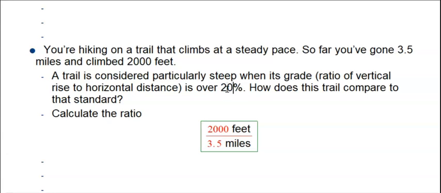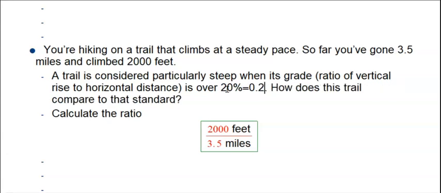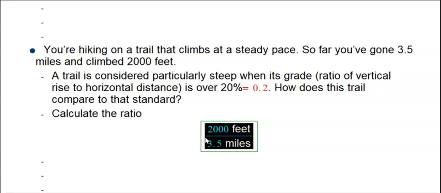20%, that's just equal to the number 0.2. Percent is just another way to write a standard number. 20% is 20 over 100, or 0.2. And I want to compare this number to 0.2, but I've got to figure it out in a way where those units perfectly cancel out. I would like it to be feet over feet or miles over miles.